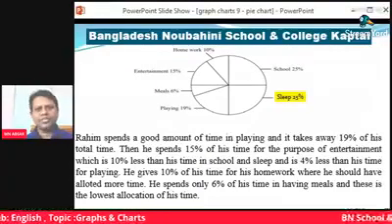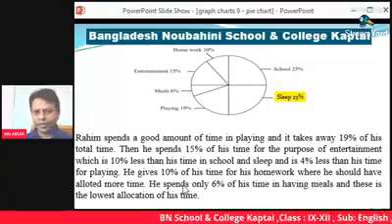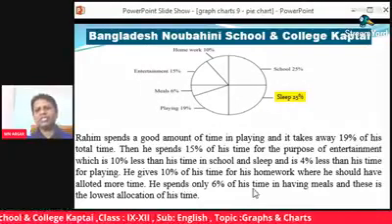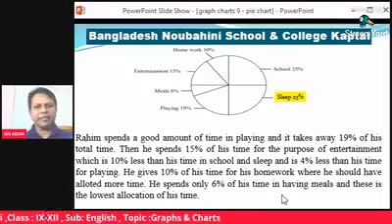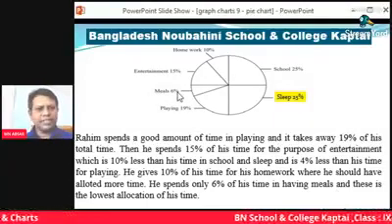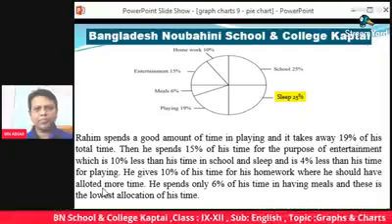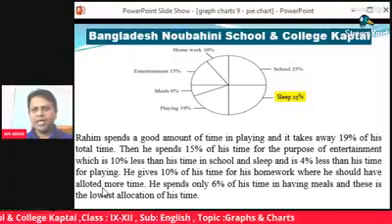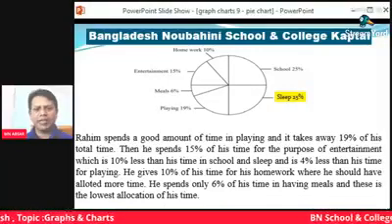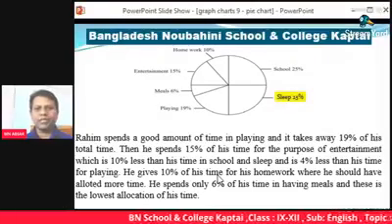He gives 10% of his time for doing his homework. Okay, dear students, now he spends only 6% of his time in having meals. Look how much time he spends: 6% time for having meals. This is the lowest allocation of his time. You see, this is the lowest allocation of time.